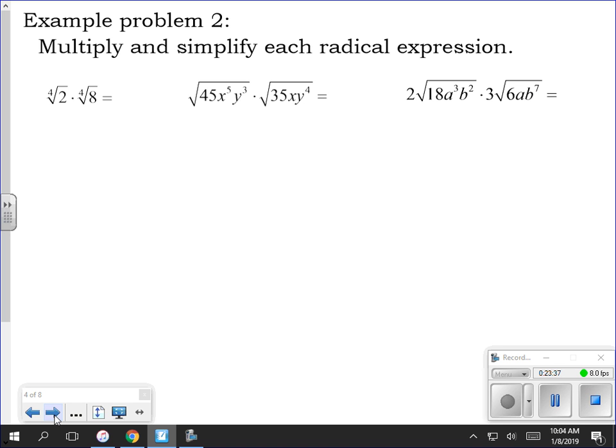I look at the first problem here. I have the 4th root of 2. I cannot simplify that. I have the 4th root of 8. I can't simplify that because 8 is 2 cubed. But I can multiply them together and then try to simplify. So this would be the 4th root of 16. 2 times 8 is 16. And 16 is 2, 4, 8, 16, 2 to the 4th power. So this would be 2. That's my final answer.